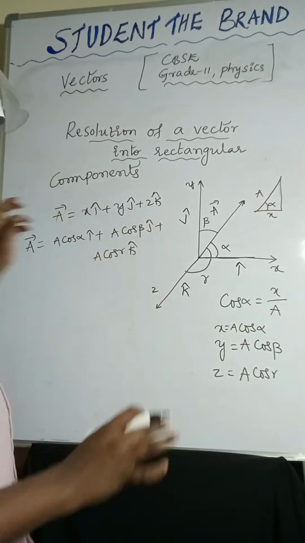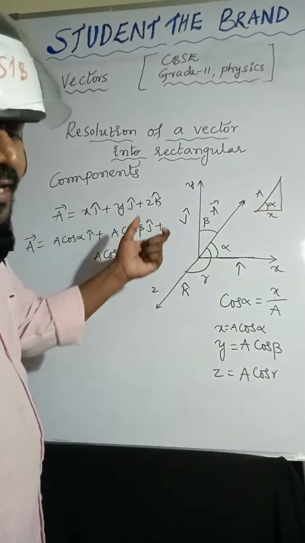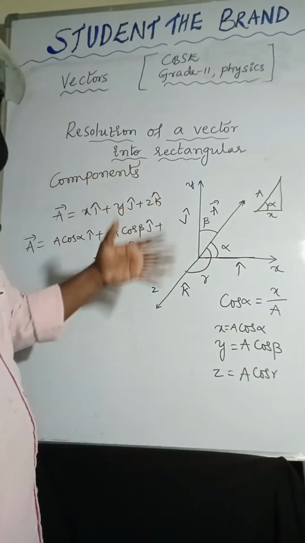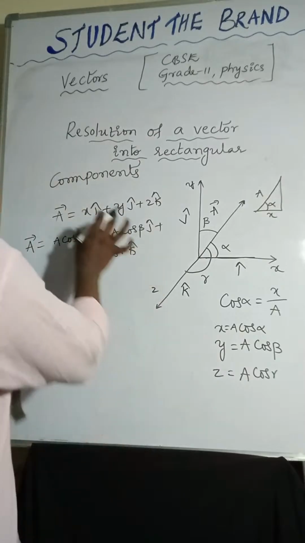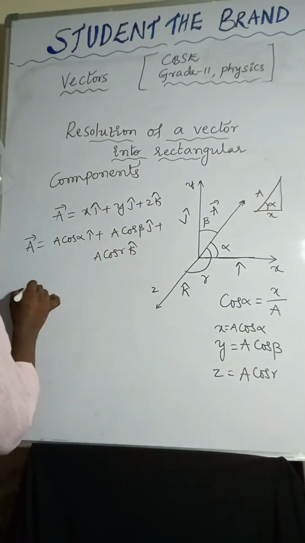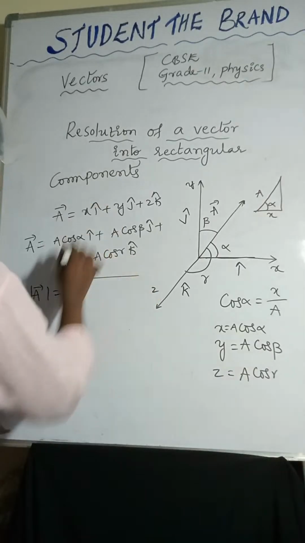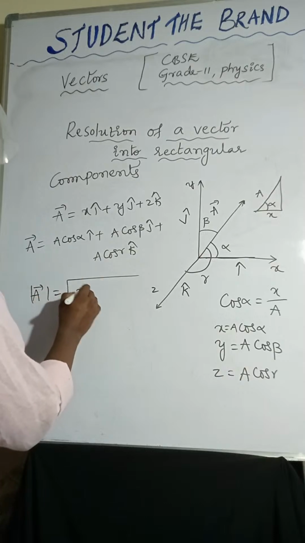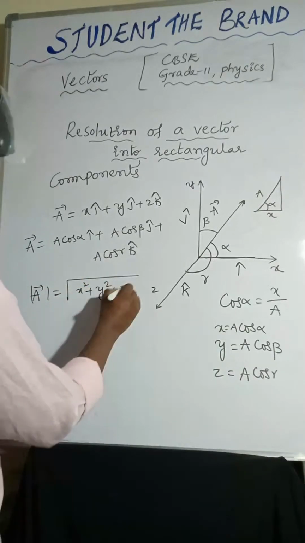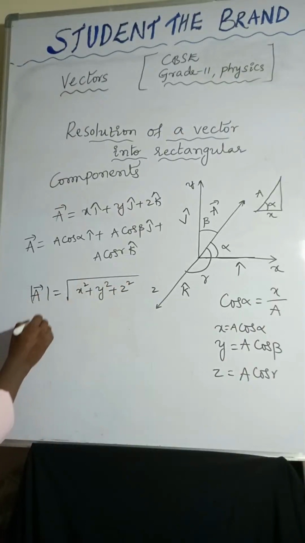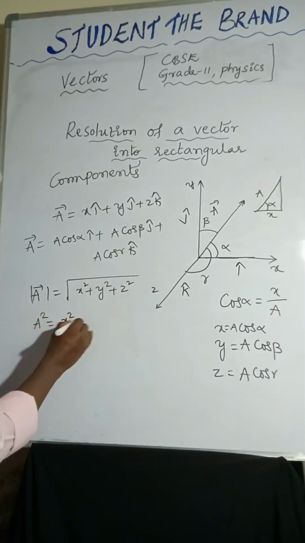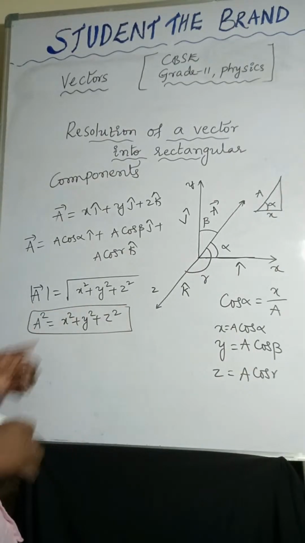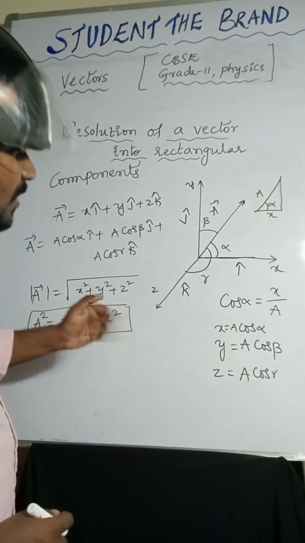How do you get that? Just check once here. Taking the magnitude of A bar, root over x square plus y square plus z square, so a square equals x square plus y square plus z square.